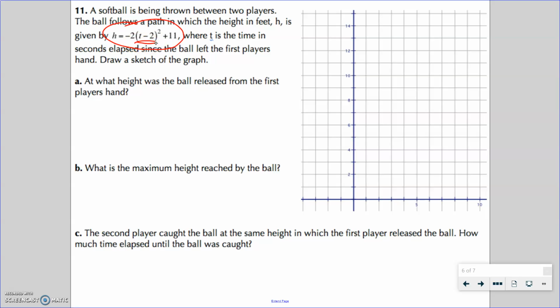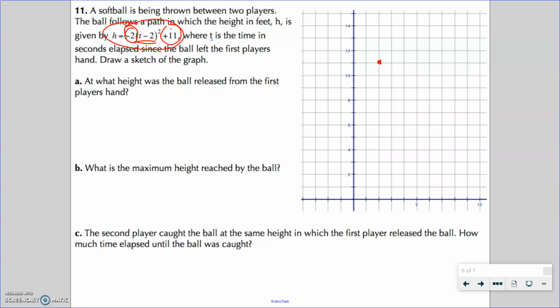right, this is left and right but backwards. So since that's -2, I'm going to go right 2 and up and down but normal. So I'm going to go right 2, up 11, and that's going to be where my vertex is. Then I look at the a value. The a value in the front is -2.